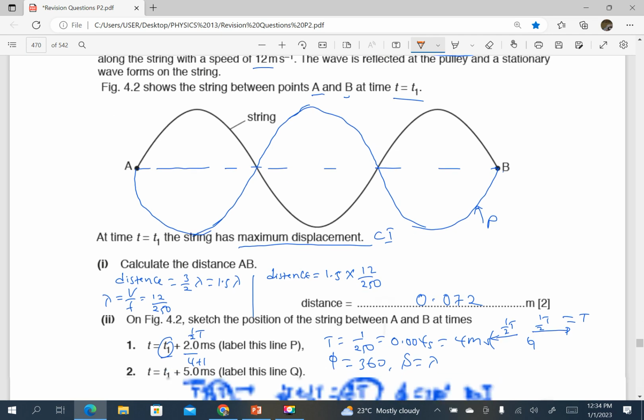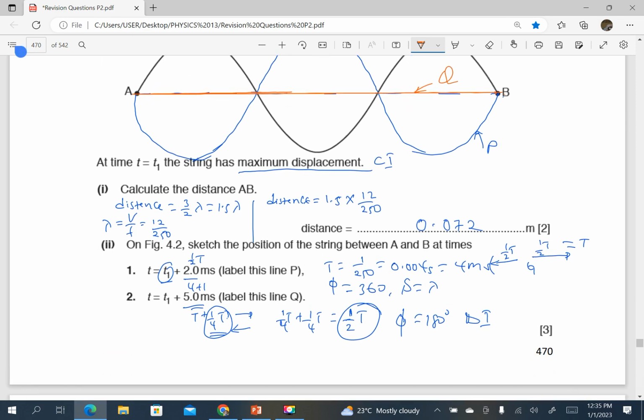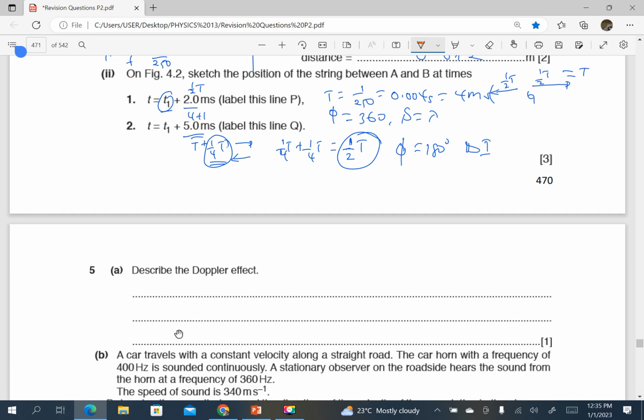So in that case, for the second part, we shall simply have a horizontal line because the particles will be permanently at rest. So this will be a horizontal line. We shall call this one Q, as required. And I think that is all.